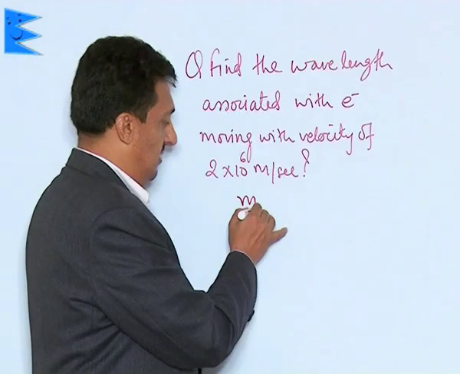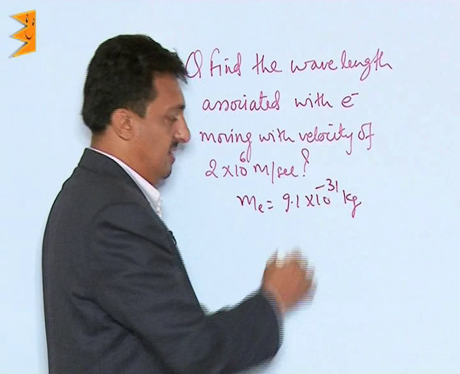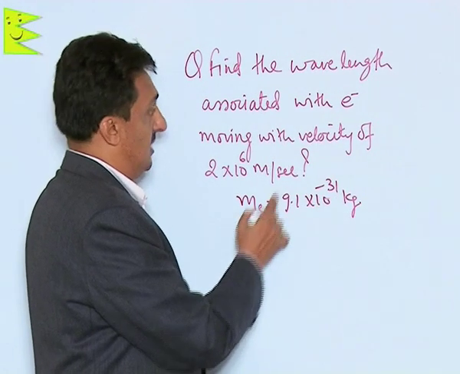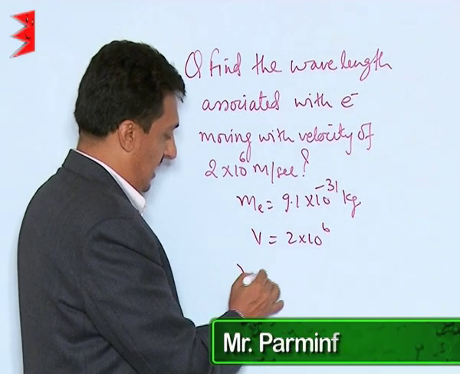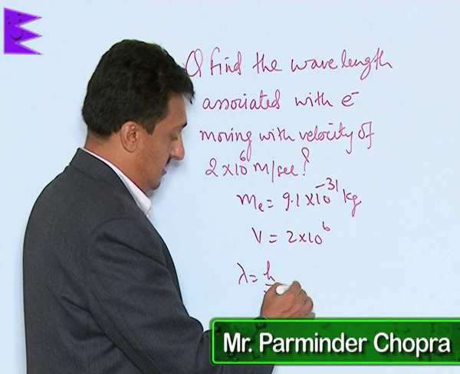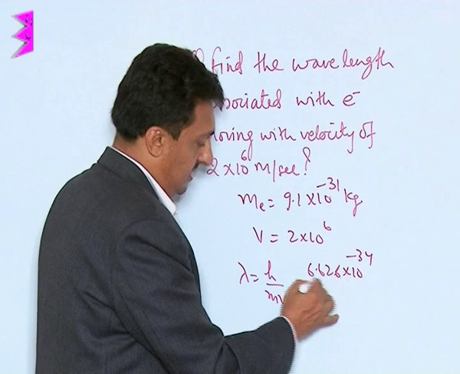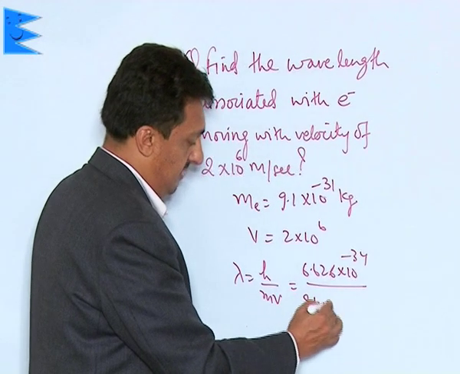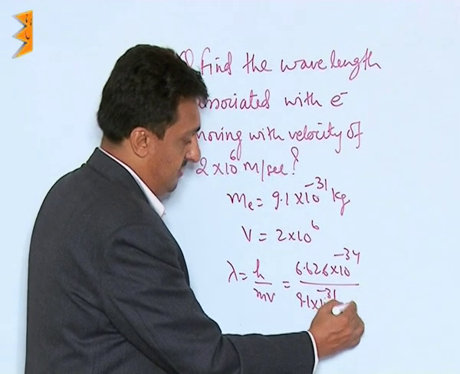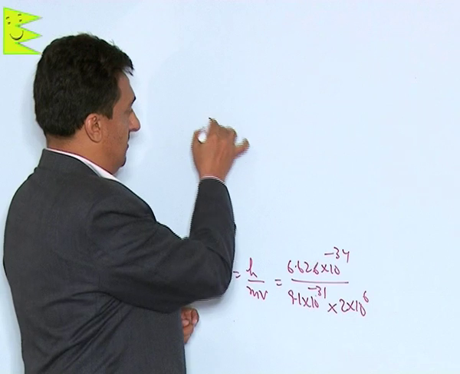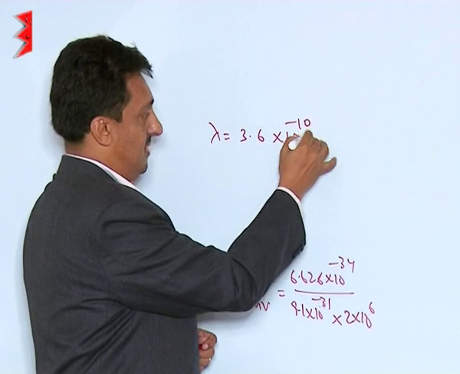which has the mass of an electron, we know already, 9.1 × 10^-31 kg, and the velocity has been given as 2 × 10^6. So we know lambda is h over mv, so it will be 6.626 × 10^-34, the mass is 9.1 × 10^-31, and velocity is 2 × 10^6. When we solve all this, what we get is 9.6 × 10^-10 meters.